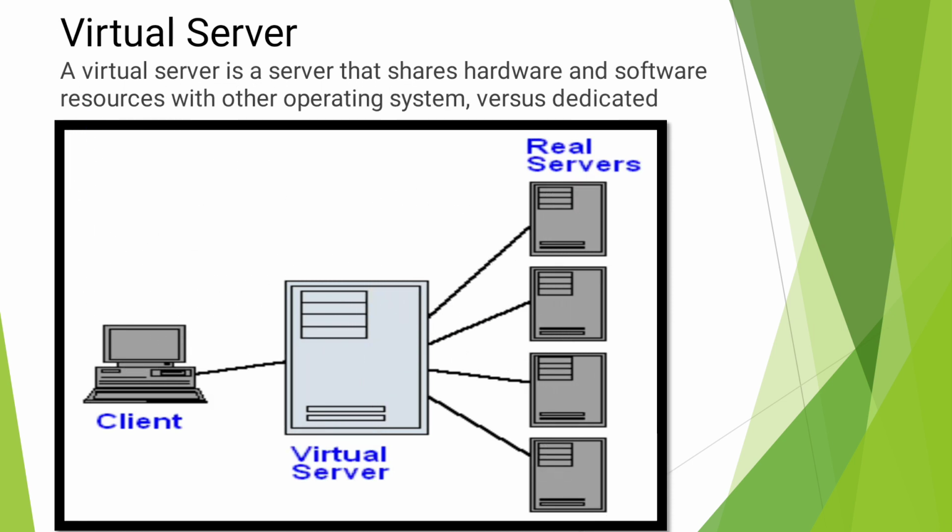After this, I'll discuss the fourth type of server operating system. The fourth type of server operating system is virtual server. So what is a virtual server? The answer is, a virtual server is a server that shares hardware and software resources with other operating systems versus dedicated. The diagram of virtual server is as follows. In the diagram, we can see that virtual server shares hardware and software of the client computer with real servers.